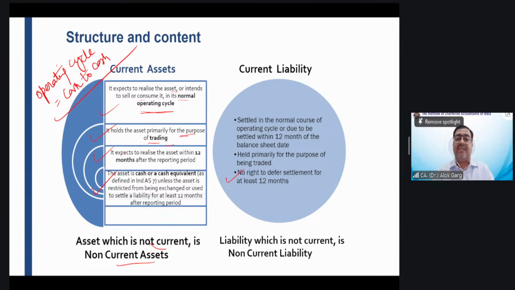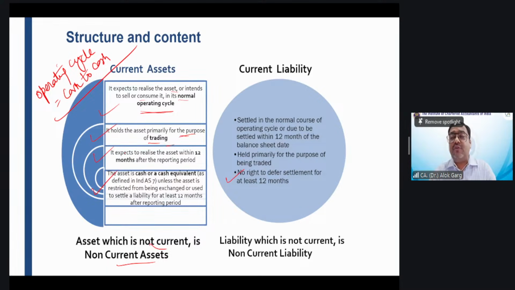What is meant by cash and cash equivalent? While we will discuss the meaning of cash and cash equivalent in detail on day 7, cash and cash equivalent means cash, bank balance, and other short-term highly liquid assets. What is a short-term highly liquid asset?